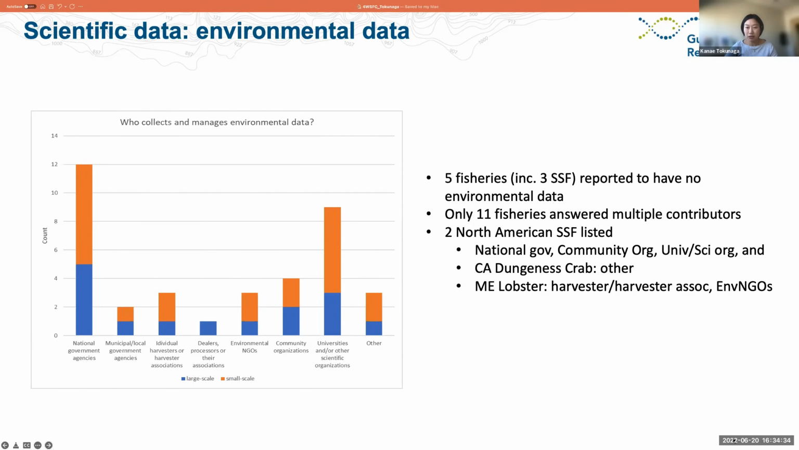Environmental data is even more scarce, but interestingly, many fisheries reported that there are multiple sources of environmental data. And I think that's just the nature of how environmental data is collected. For the North American small-scale fisheries, NOAA, community organizations, and universities and scientific organizations are common sources of environmental data for fisheries management for Dungeness crab and the Maine lobster fishery. The Maine lobster fishery also listed harvesters, harvester associations, and environmental NGOs as contributing to provide this information.